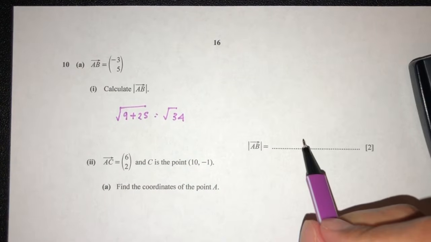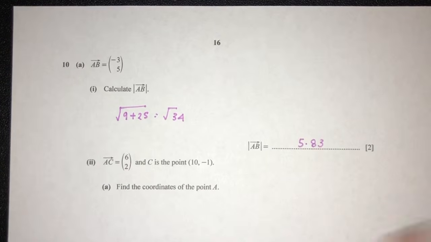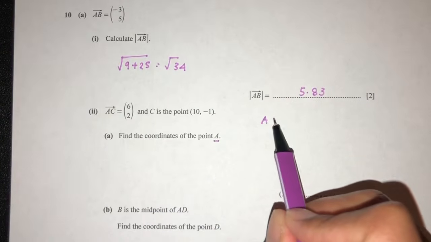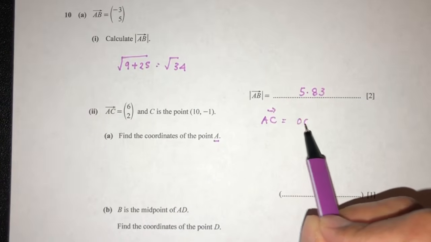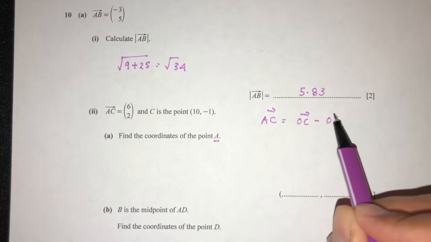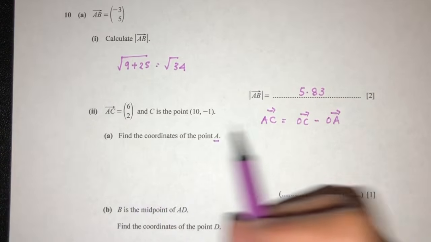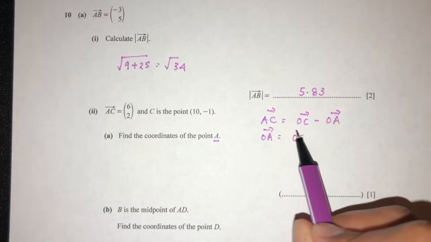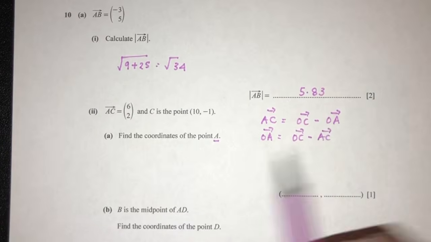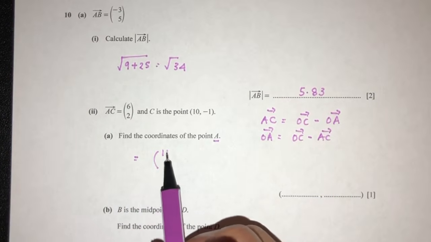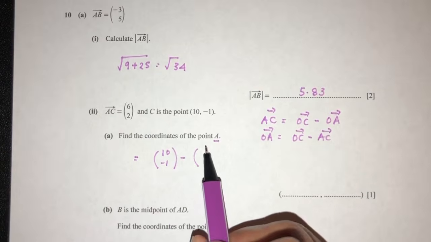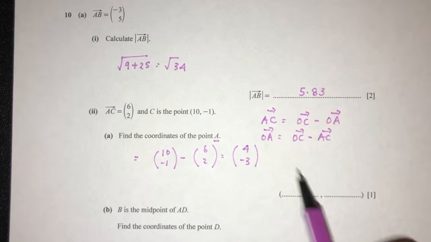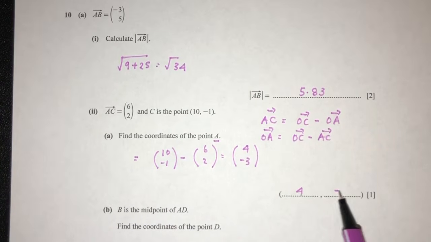That will be 5.83, correct to 3SF. Now for part 2, we have AC is this and C is the point this. So let's find the point A. Pretty easy. AC is given to you by OC minus OA. So obviously we have to find the point OA. So OA will be OC minus AC. That will become OC is (10, -1) minus AC which is (6, 2). That will be (4, -3). So the point OA will be (4, -3).